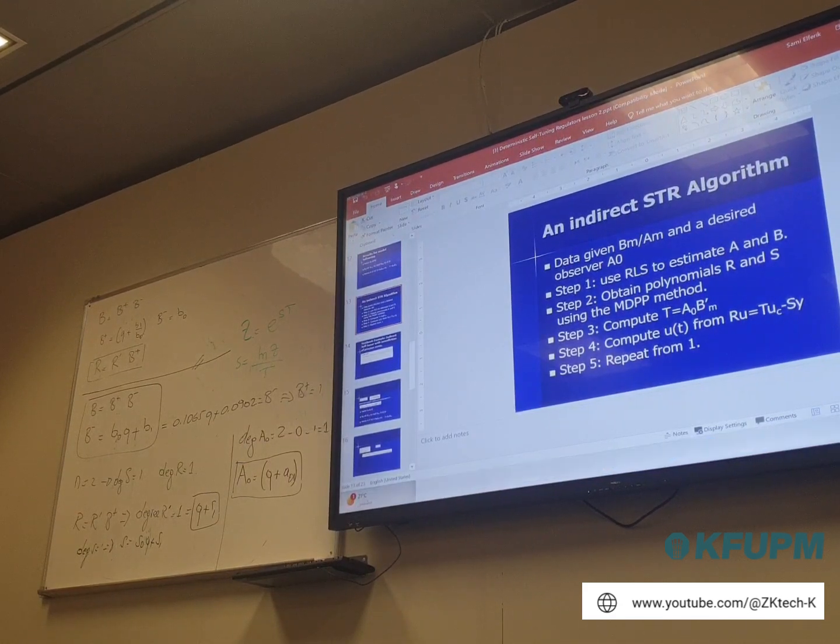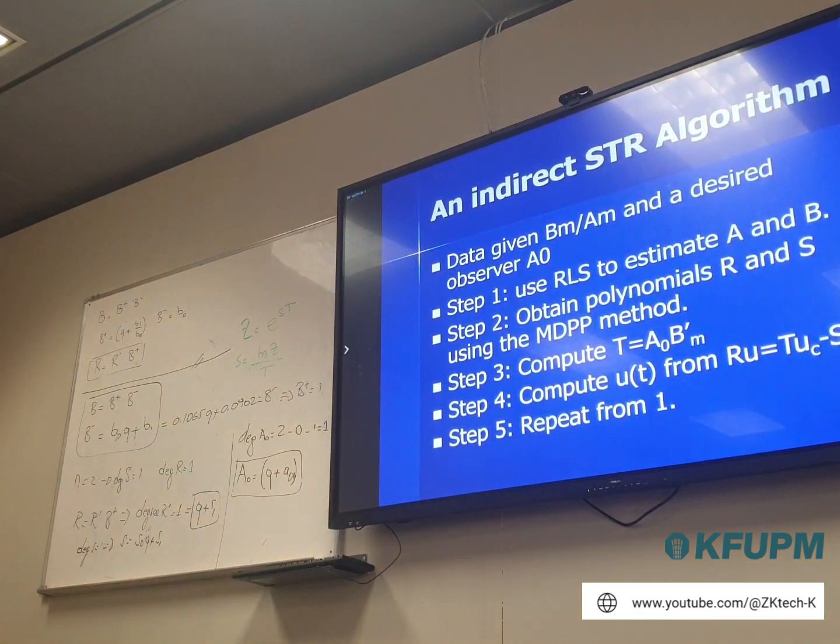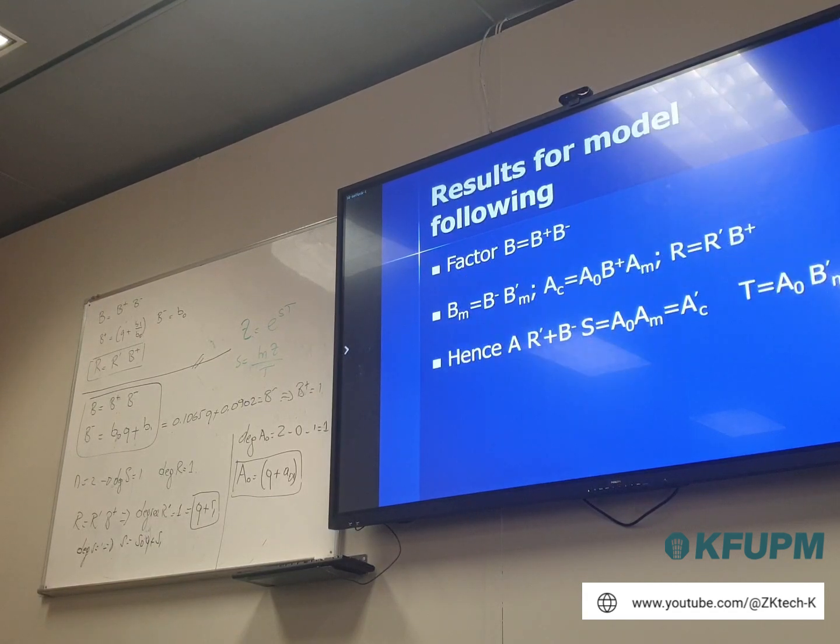So we start with BM AM, which is the design. We compute what should be the value of the observer A0. This is our selection. We use the recursive discrete estimation of A and B. We compute the polynomial RMS, and we compute T, which is A0 Bm prime. We compute U, the control, and then we come back. So we have here B plus, and B plus is null, right? Any question about what I did here?